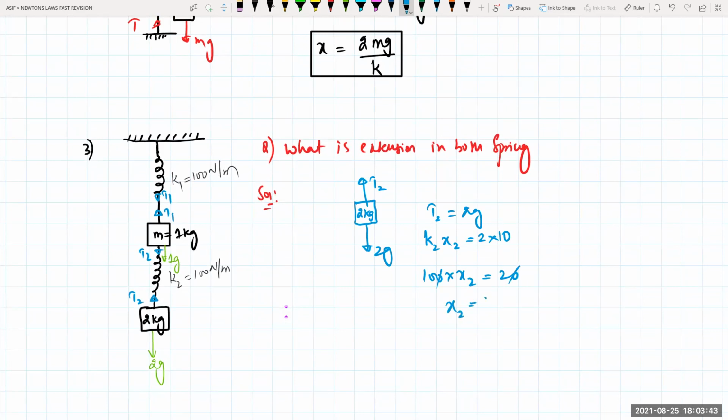So X2 will be equal to how much? 2 by 10, that means that will be 0.2 meters. Got it? Yes, sir.